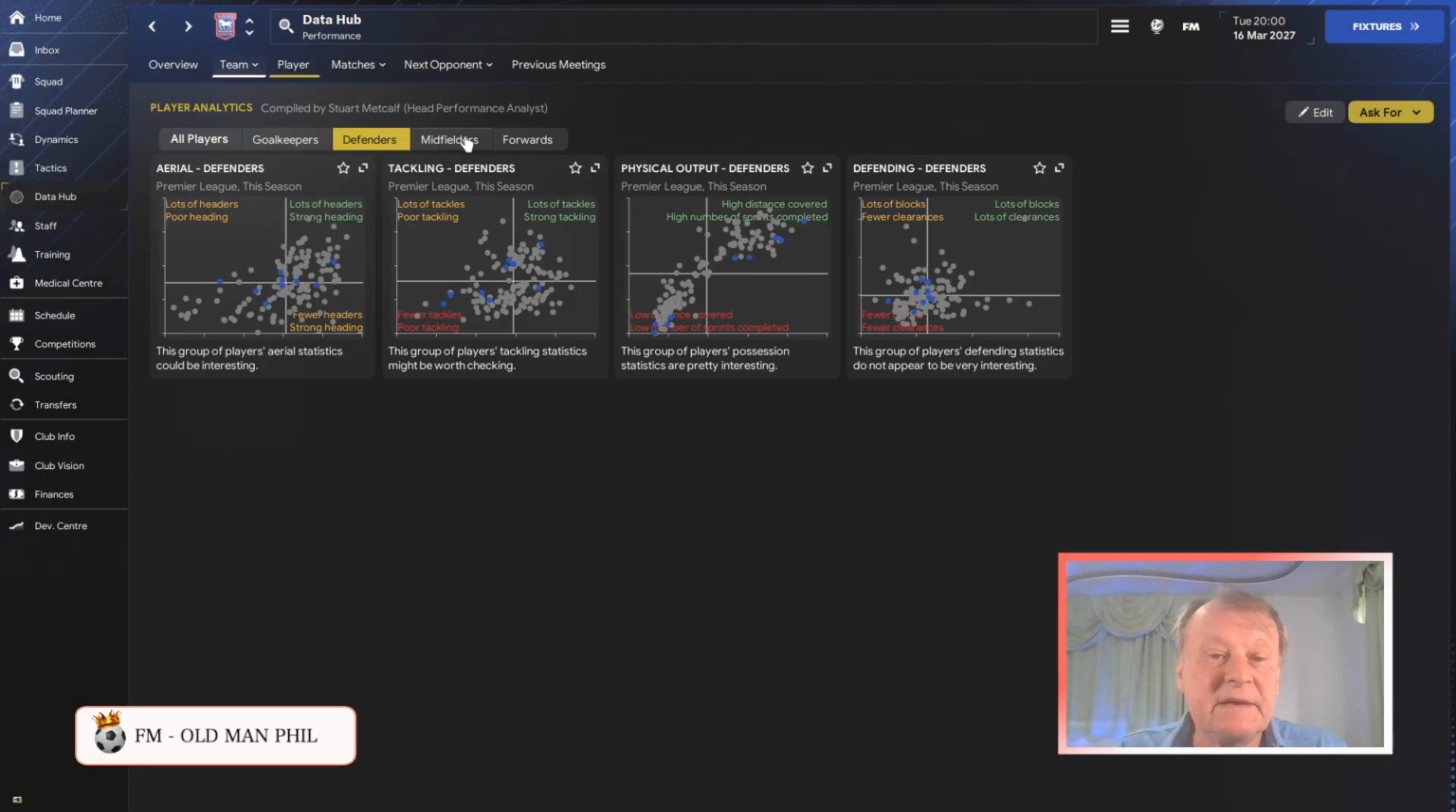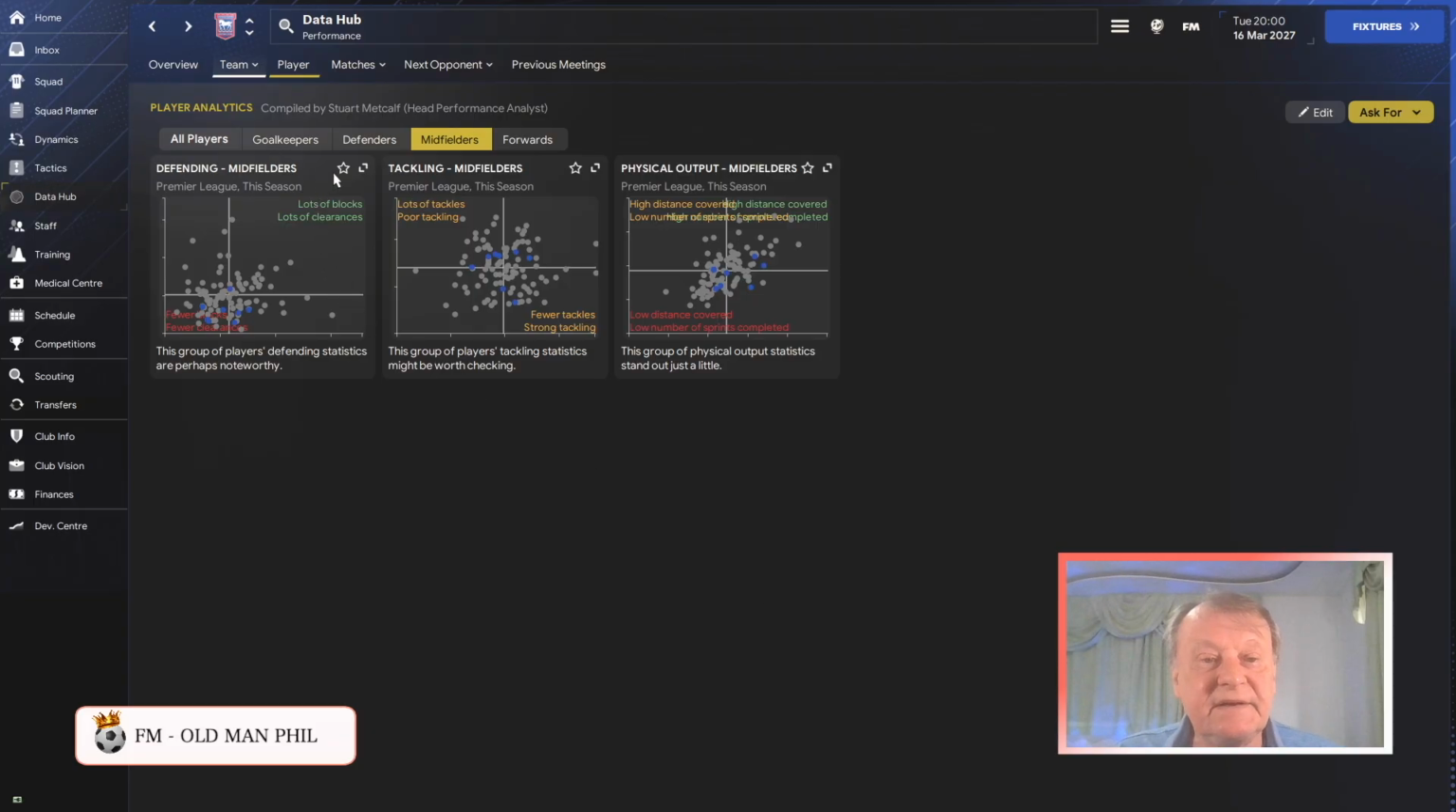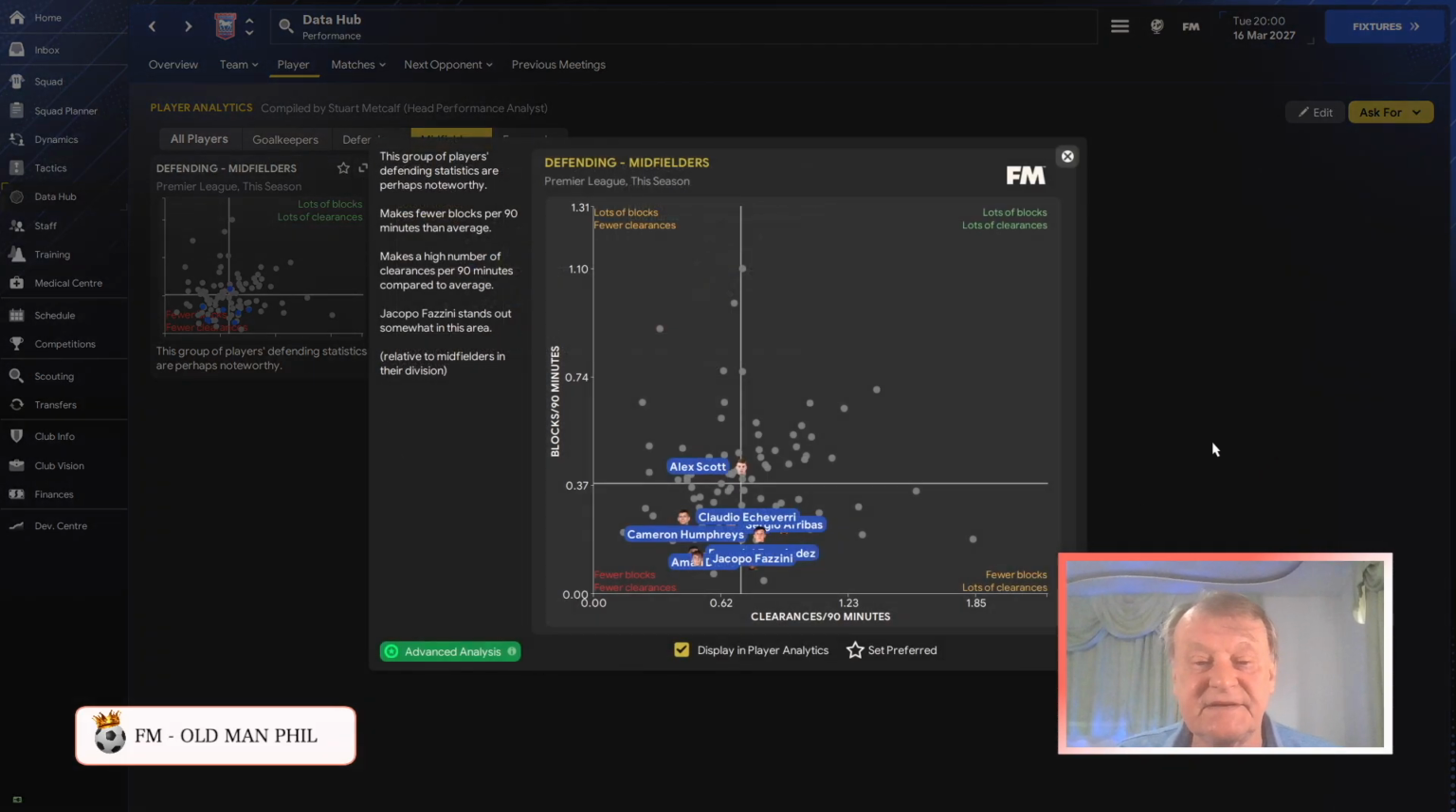And so finally, coming to our midfield, defending for midfielders is pretty shocking. We make fewer blocks per 90 minutes than average, and that says something about where we are placing our lines. We make a high number of clearances per 90 minutes, and so it's really about blocks.